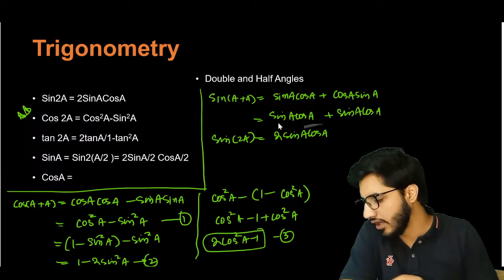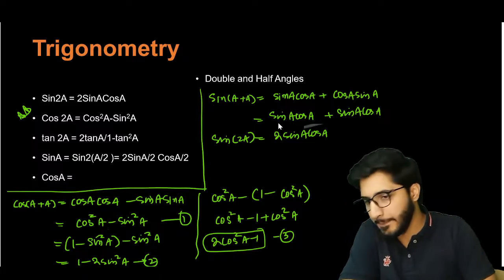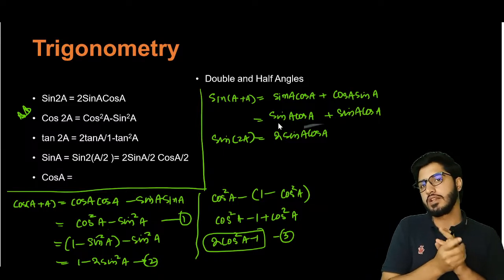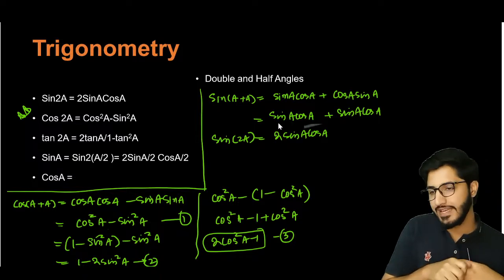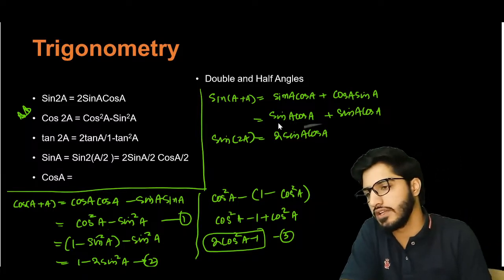We have 3 identities, right? These are very important. Okay. In 12th, electrostatics, magnetism, or in kinematics, we use these formulas. These are important. Only these 2 are very important.